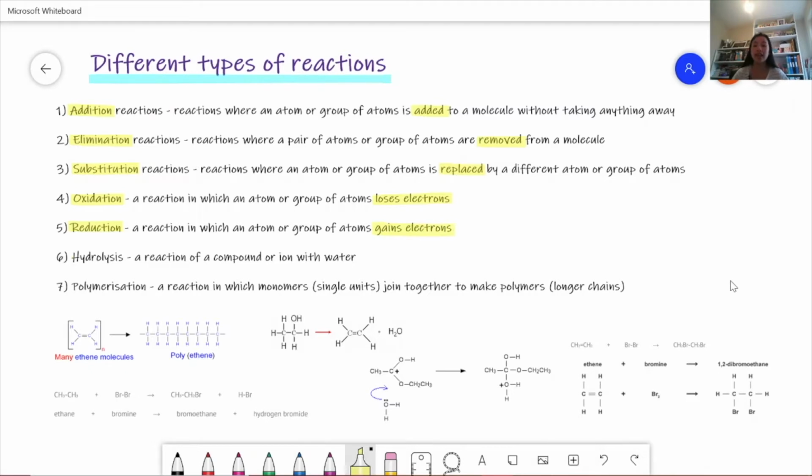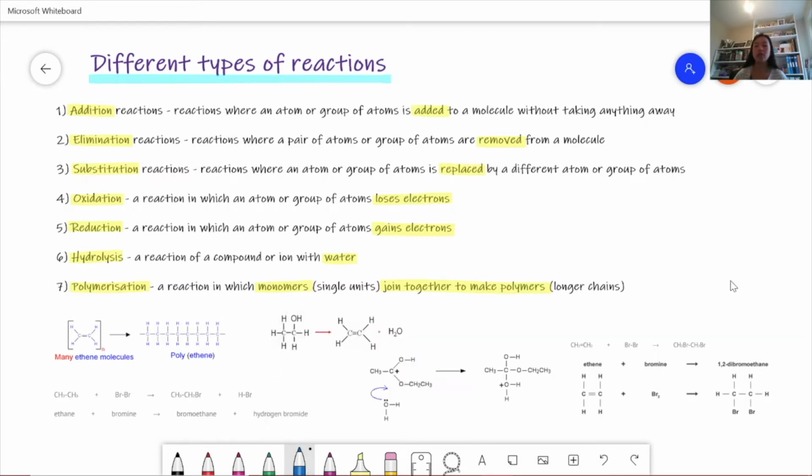Hydrolysis is a reaction of a compound or ion with water. And finally, polymerization is a reaction in which monomers, which are single units, join together to make longer chains, which we call polymers. And we'll be looking at polymerization a bit later. So I've got a few examples at the bottom of the page.